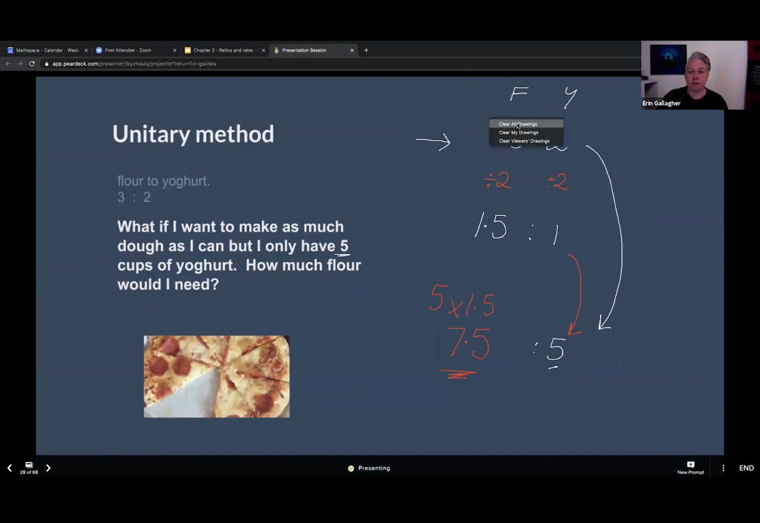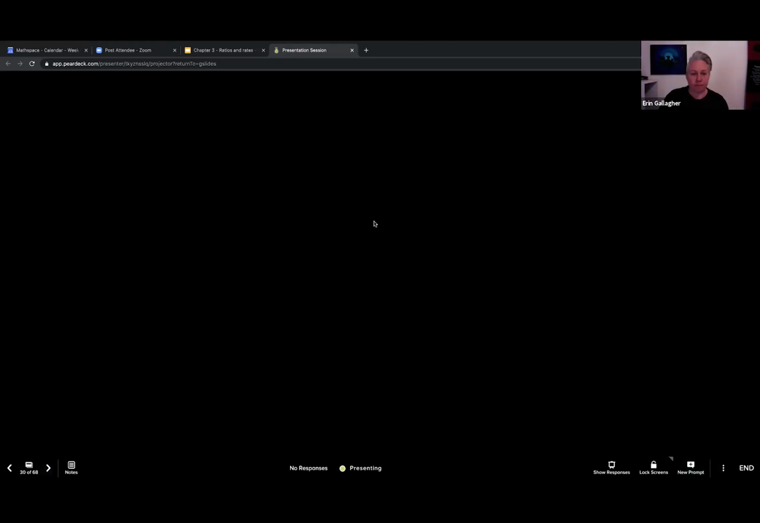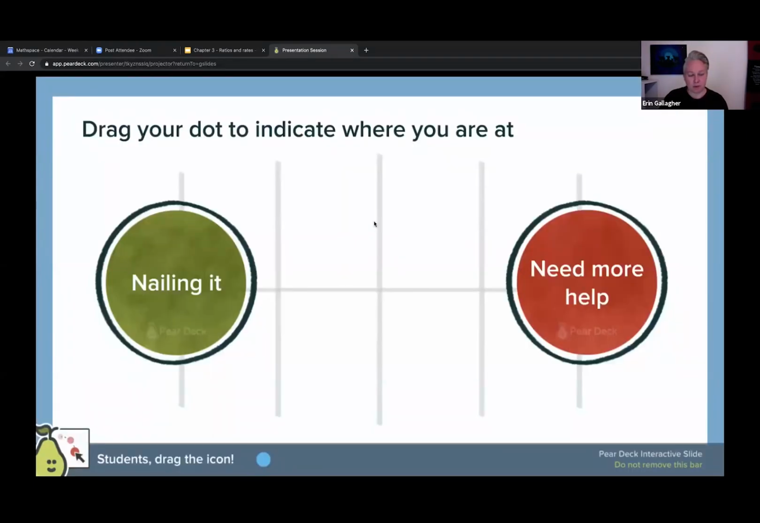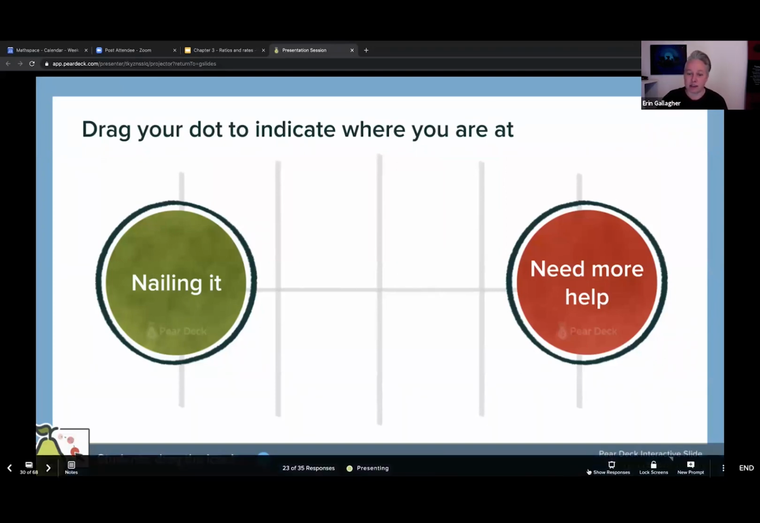Just clear all that off. Okay, so that's the end of what we were thinking about doing for ratios. I think we're just a little bit over halfway through, so let's just quickly see. You can just drag your dot, there's a little blue dot. Feeling pretty good about ratios, put it over towards the green dot. You're a bit lost on ratios, you think you're going to need more help, throw it over on the red dot. So just start dragging your dots over.